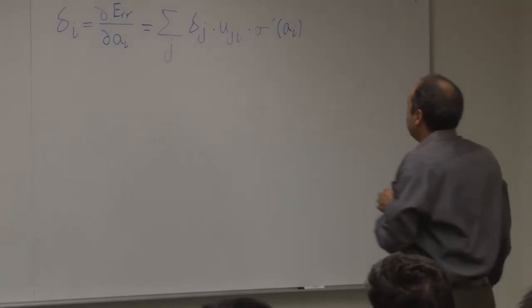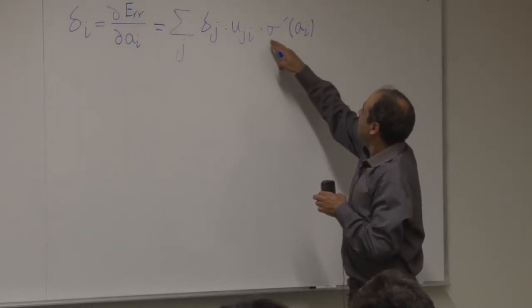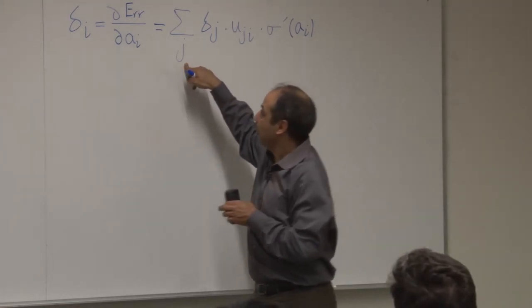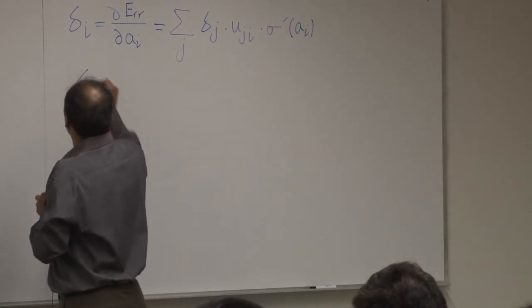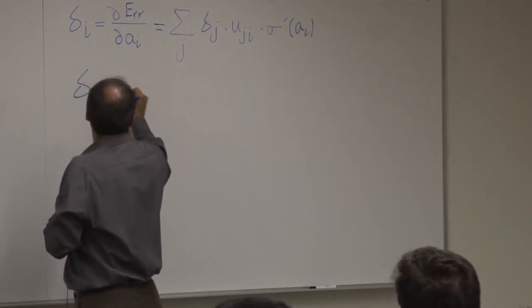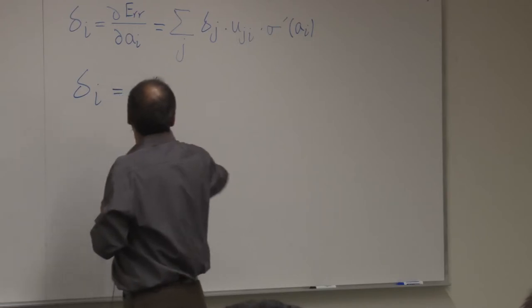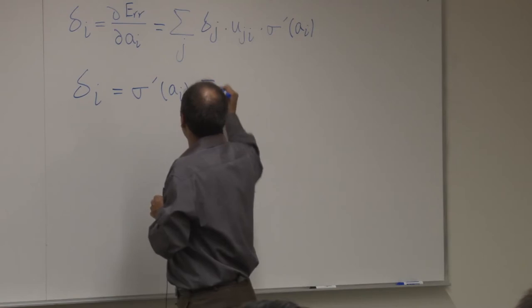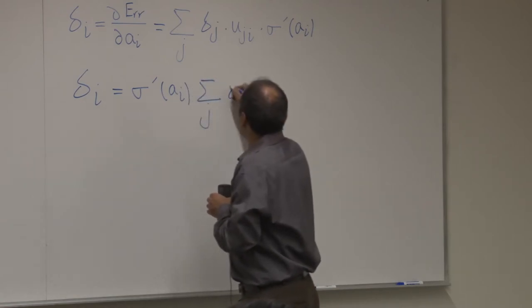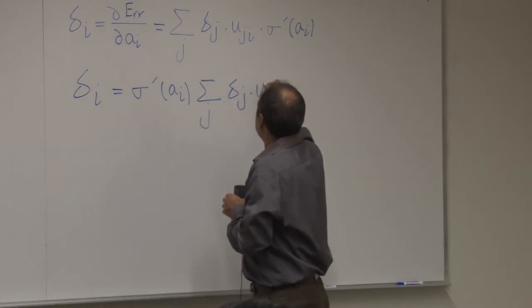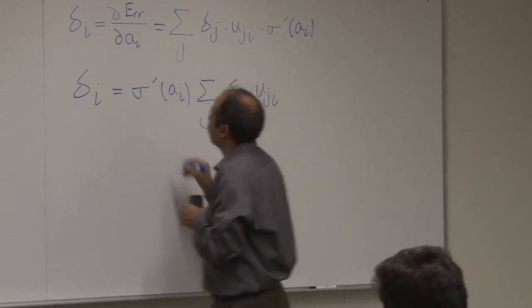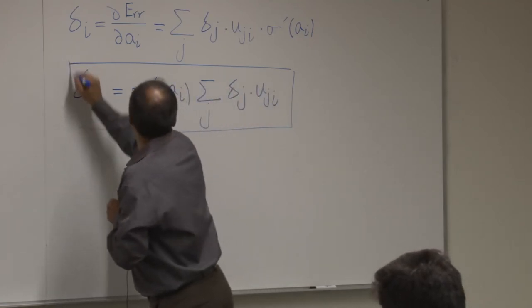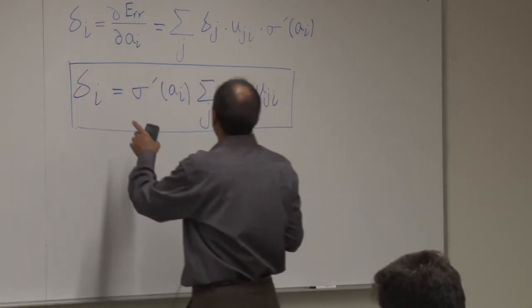If you look at this one, it has nothing to do with the index of the summation, so I can take it out. So I can say that delta I is sigma prime AI times the sum over J of delta J UJI. This is I, this is J.